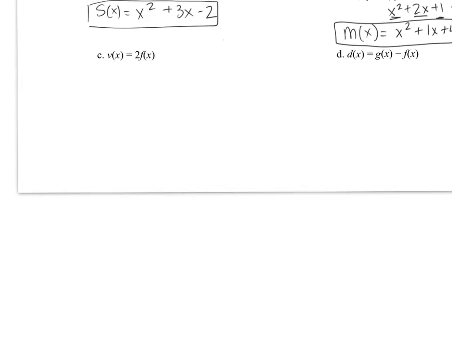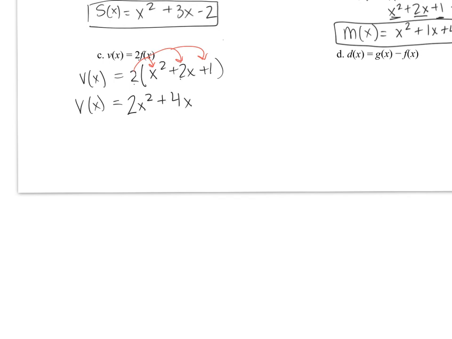For part C, I'm going to take 2 and I'm going to multiply it by the function f, which is x squared plus 2x plus 1. Notice I am writing that in with parentheses. That will really help because then I realize that I need to distribute this 2 to hit every single term in that function f. That means I have 2x squared plus 2 times 2 is going to give me 4x, and 2 times 1 at the end is going to give me that 2.